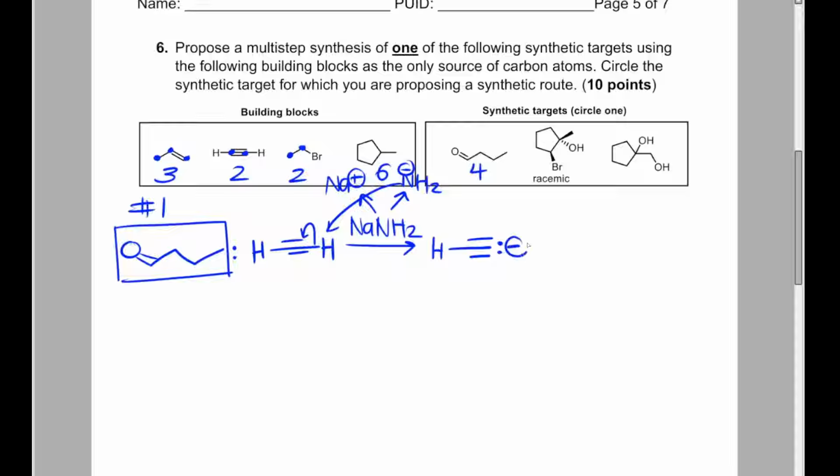Terminal meaning that the triple bond is on the end of this carbon chain. It's not in the middle of the carbon chain. And this also can act as a nucleophile, and we can react it with the second building block that we identified that might be useful for this reaction. So let's go ahead and do that.